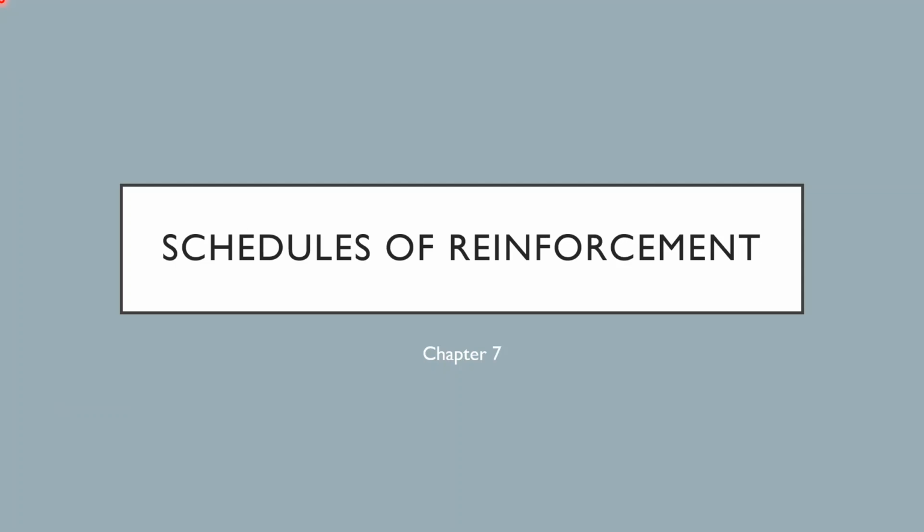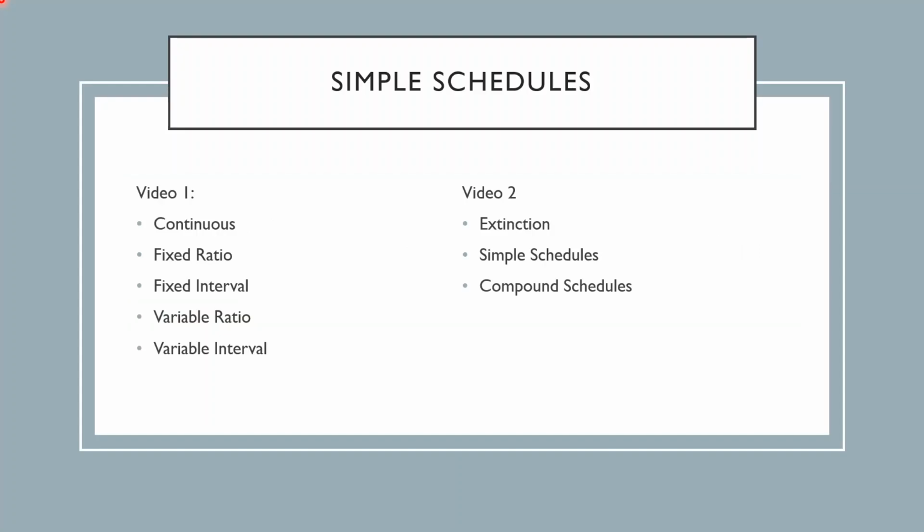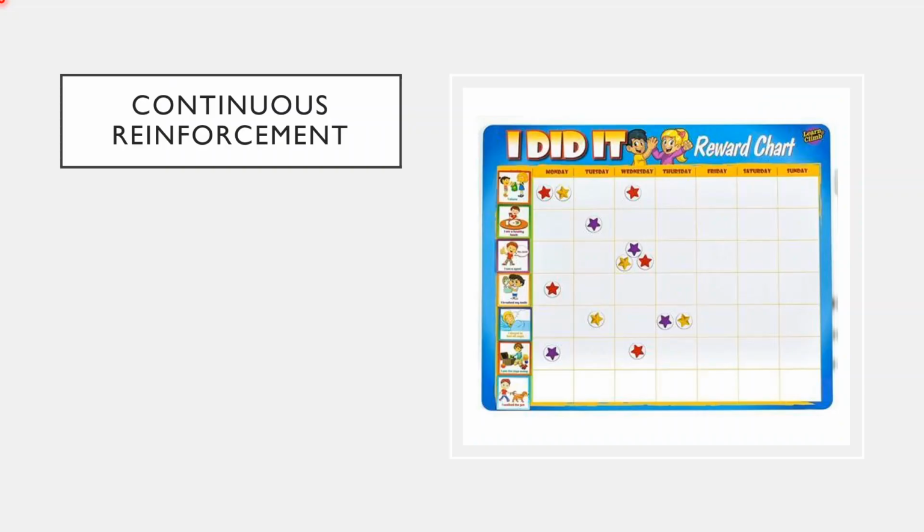Lecture 7 focuses on the different schedules of reinforcement used in operant conditioning. Video 1 will focus on continuous reinforcement, as well as fixed ratio, fixed interval, variable ratio, and variable interval reinforcement, while Video 2 will look at extinction, simple, and compound schedules of reinforcement.